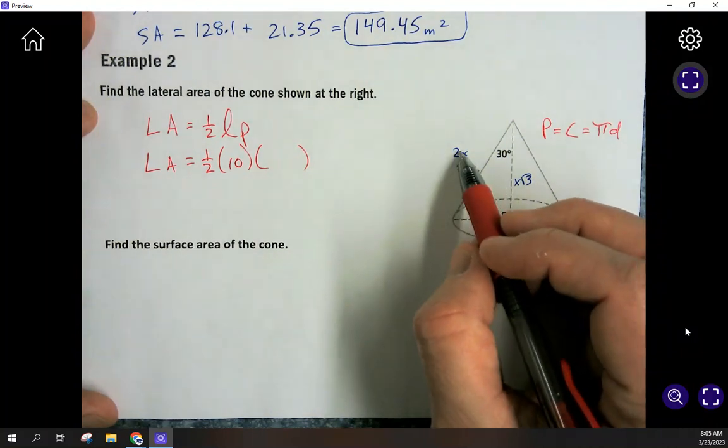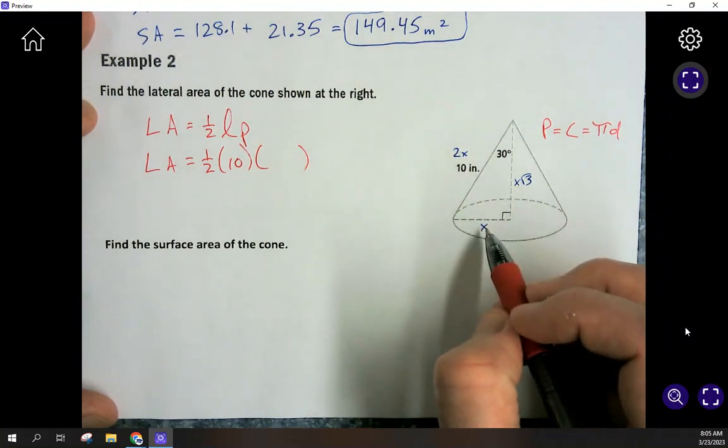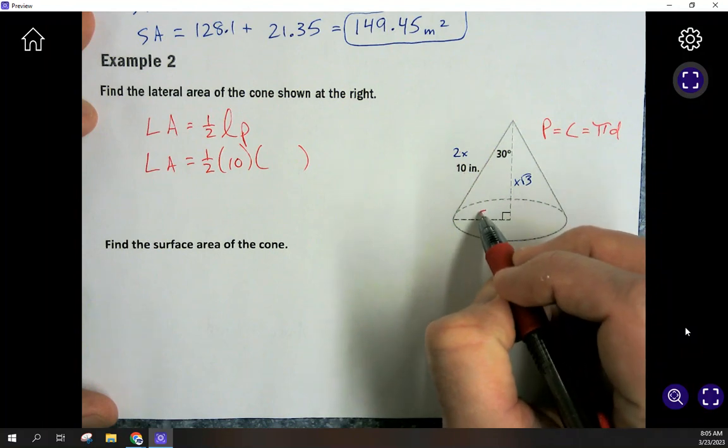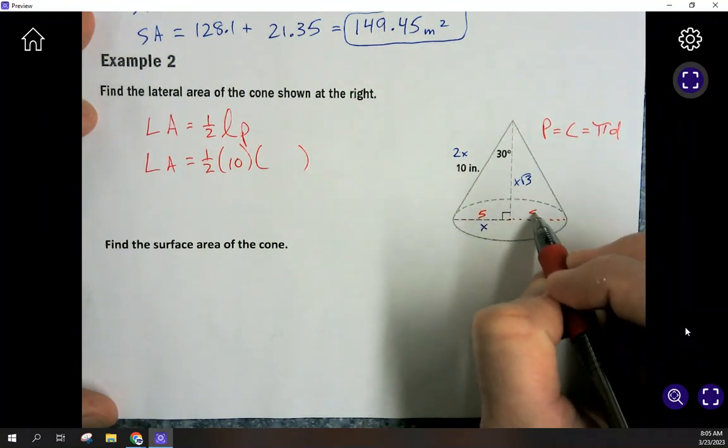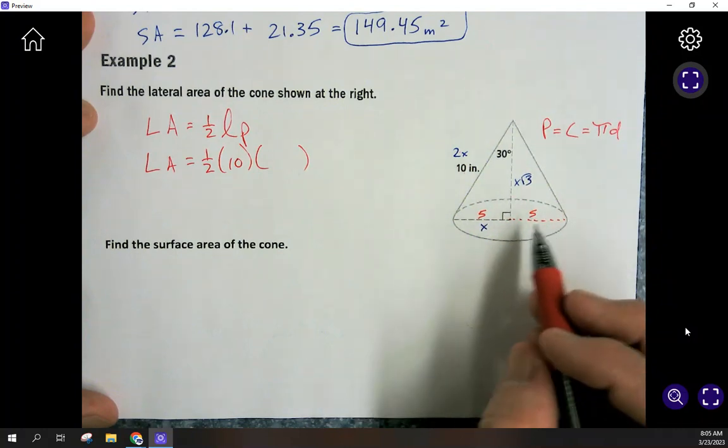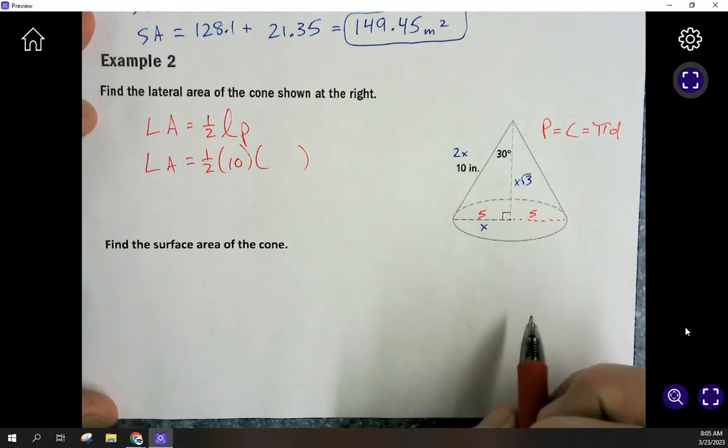So since this is 10 and it's in the 2x spot, this is going to be half the size because it's x. So that's 5. So if I do the radius in the other direction, it's also going to be 5. So my diameter then is 10 all the way across.